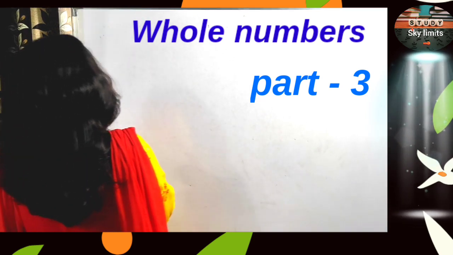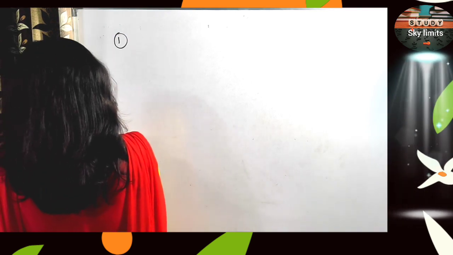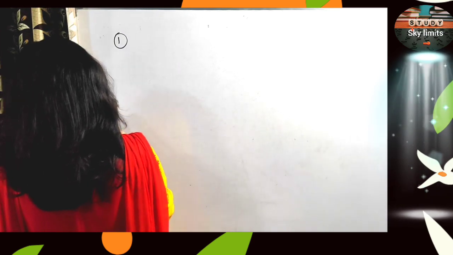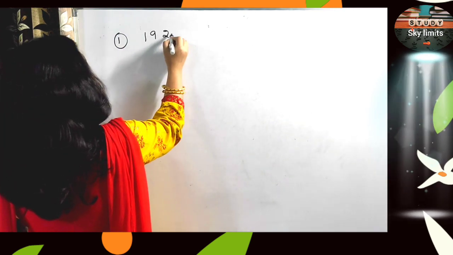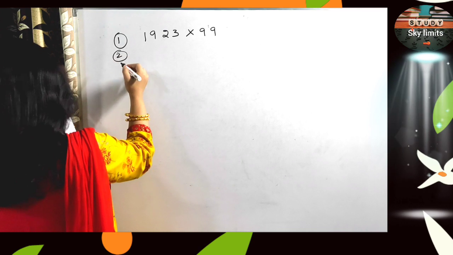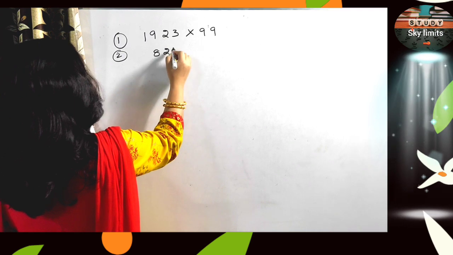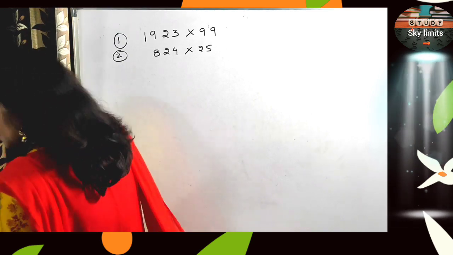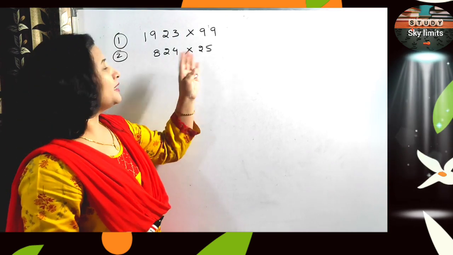So the first question for today is, suppose you have got a question like 1923 multiplied by 99, and the second question, let us take 824 multiplied by 25. So what is the question here? The question is, using the distributive property, you have to multiply these two numbers, right?